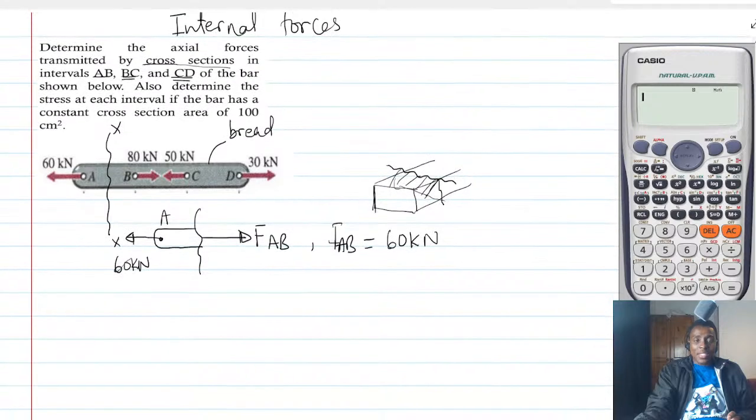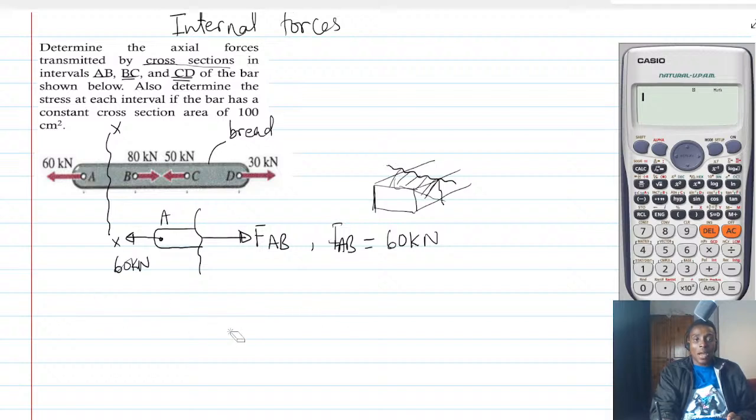FAB is 60 kilonewtons because if I sum forces, don't forget that if you sum forces to 0, the 60 in this direction will be minus 60, and the 60 in this direction will be plus 60, which is 0. Do you remember what we just did? We said that summation of forces should be 0 for equilibrium. Therefore, it is in equilibrium, so it's correct. So we are done with the first part. FAB is 60 kilonewtons.